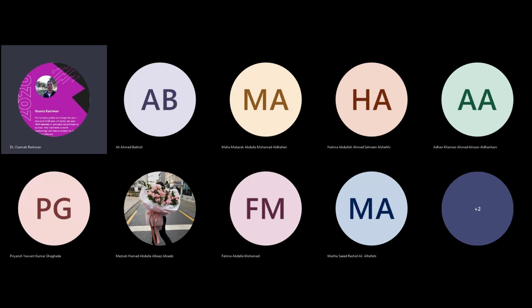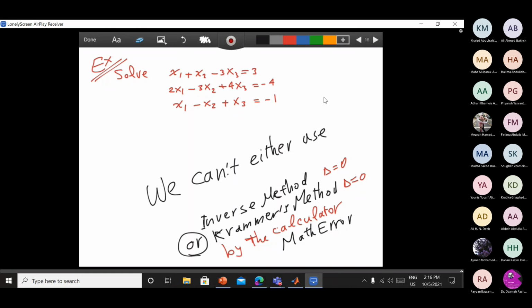Of this system of linear equations, you cannot use either the inverse method or the Cramer method because of the coefficient matrix. What is delta? Delta is the determinant of the coefficient matrix: 1, 2, 1; 1, minus 3, minus 1; minus 3, 4, 1. So this one is 0. So we cannot use Cramer or the inverse method.